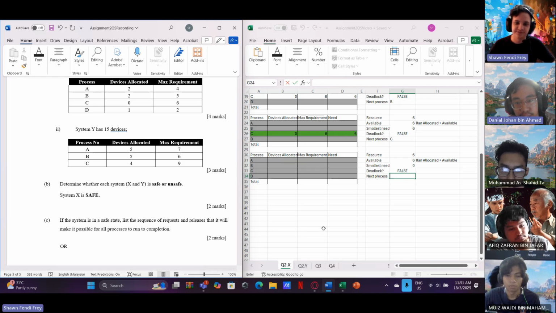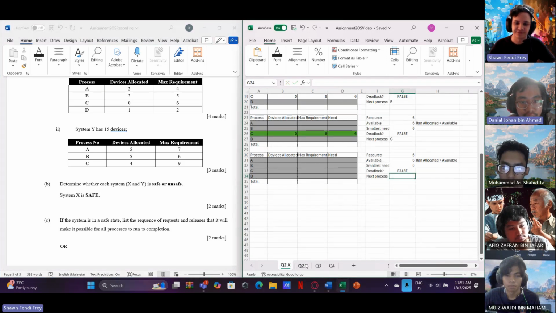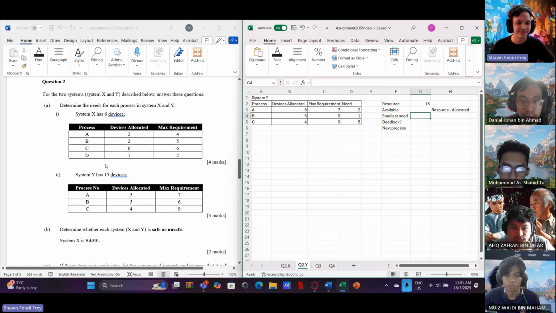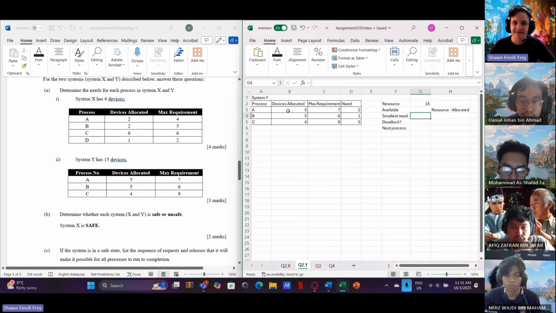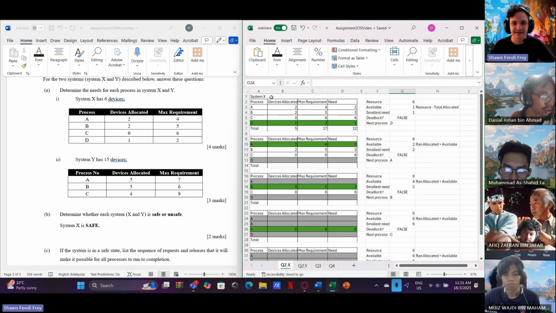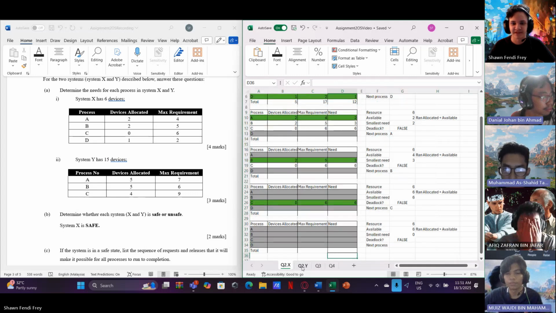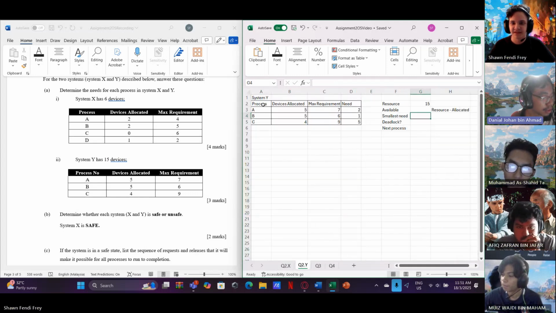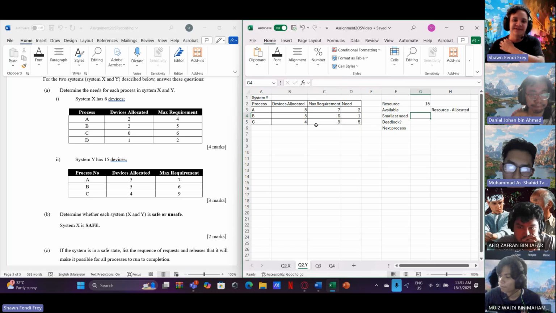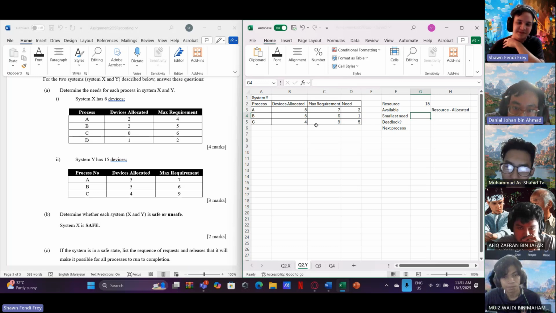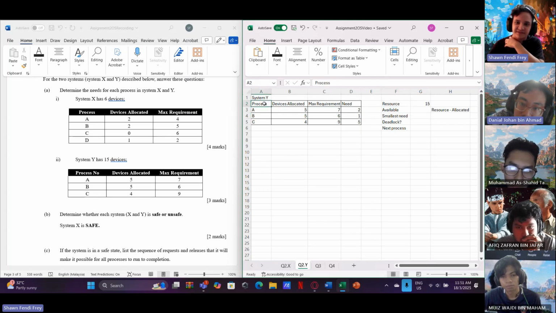Alright, we're going to go to system Y now. Does anybody have any objections or questions on system X? No, I think we did okay. Great job. System Y is just the same concept. We have to make this table and do everything here again.